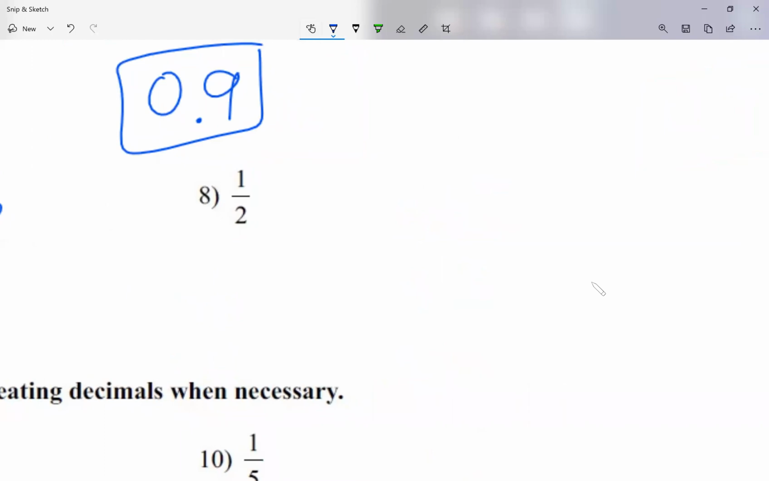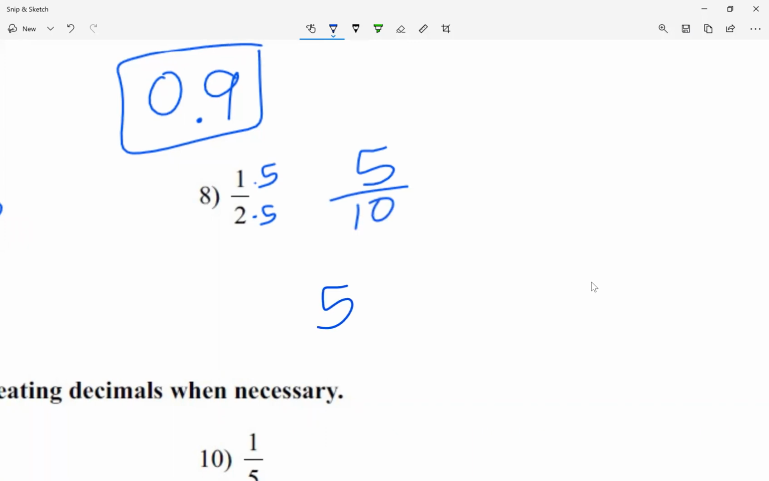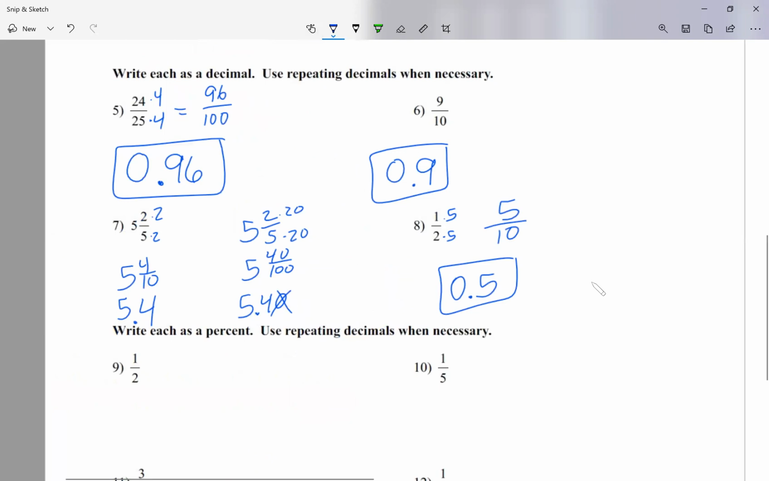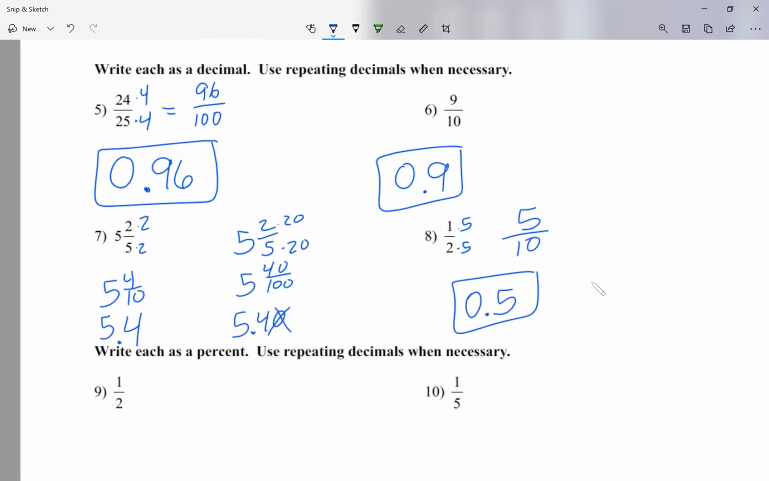Now, let's take a look at question number 8. The bottom, let me make it a 10, so I want to multiply each by 5. So this makes it 5 over 10. I'm going to write the 5 as part of my answer, but this answer only has 1 decimal place, right? That 10 only has 1 zero, so only 1 decimal place. Before the fraction, I don't see a number, so 0. So 0.5.